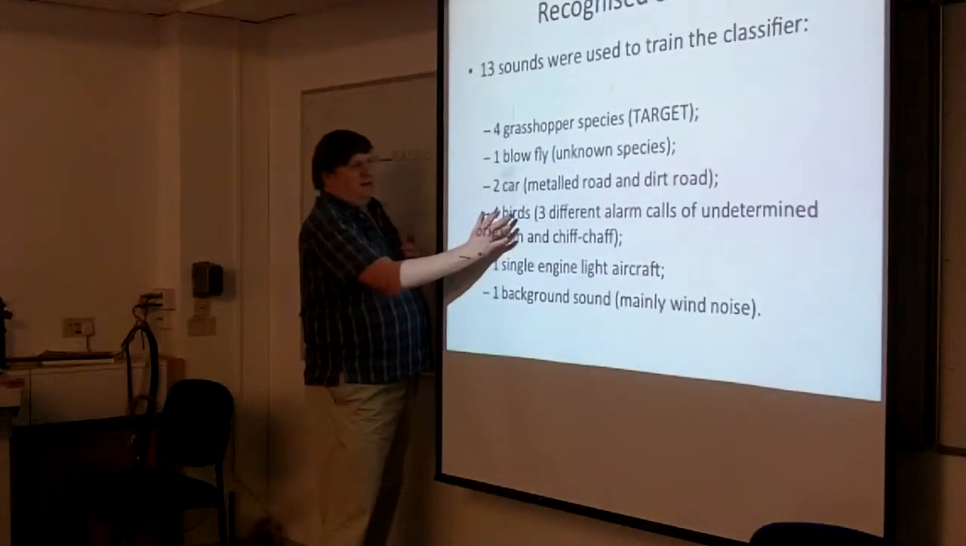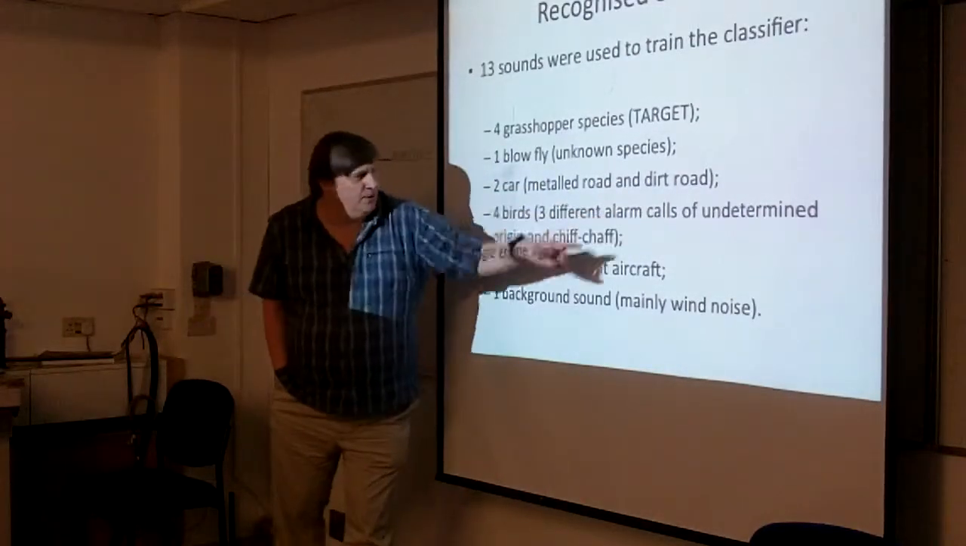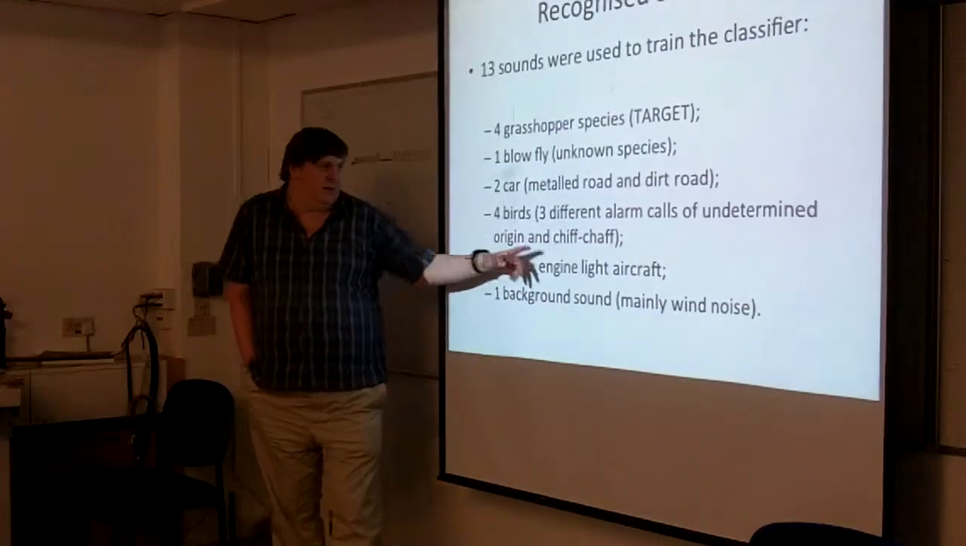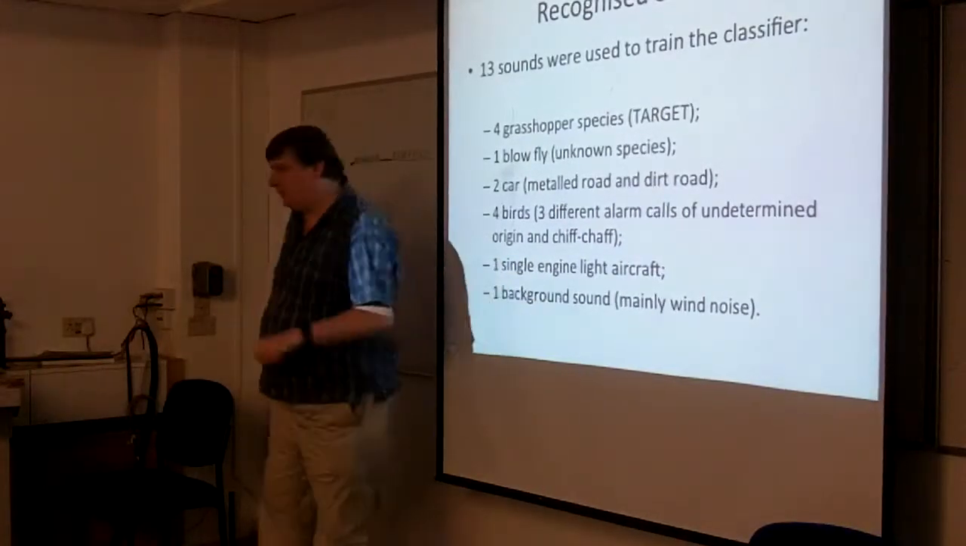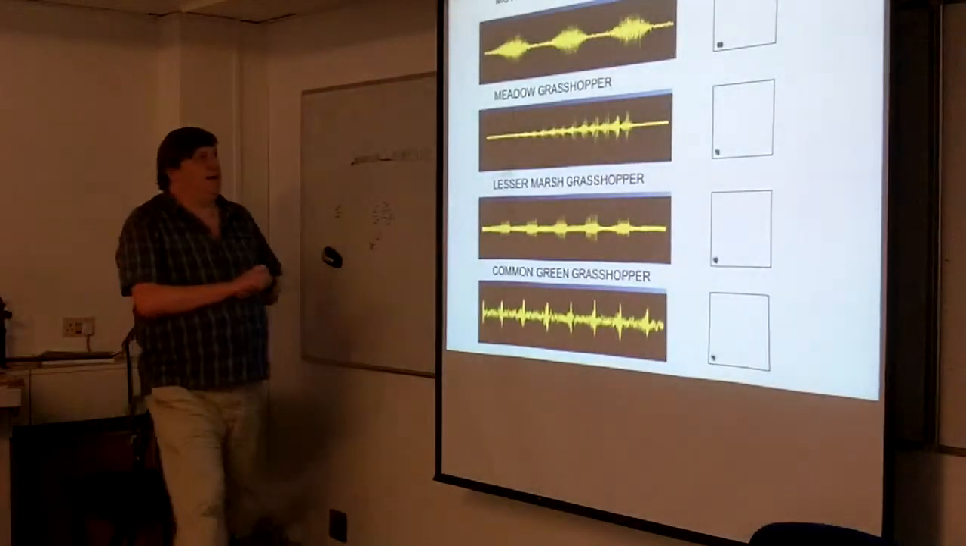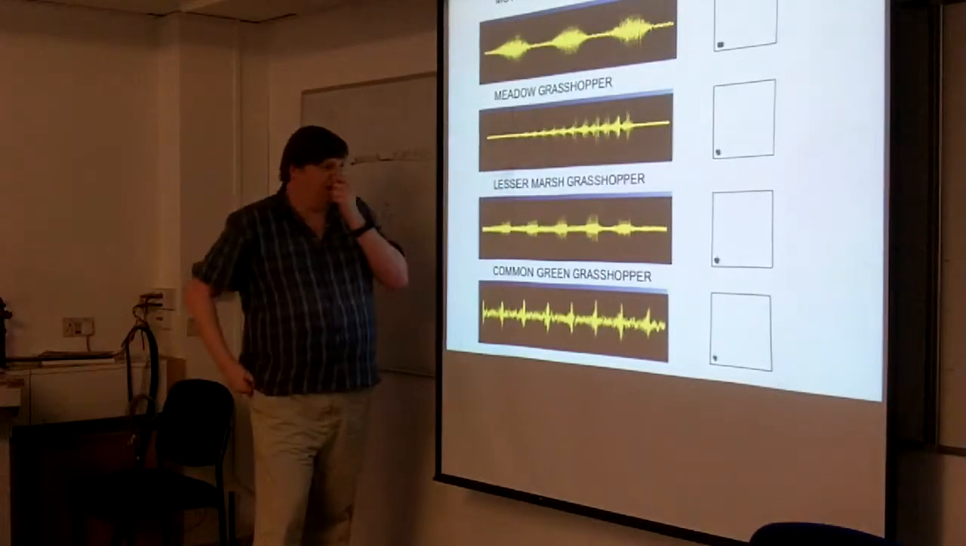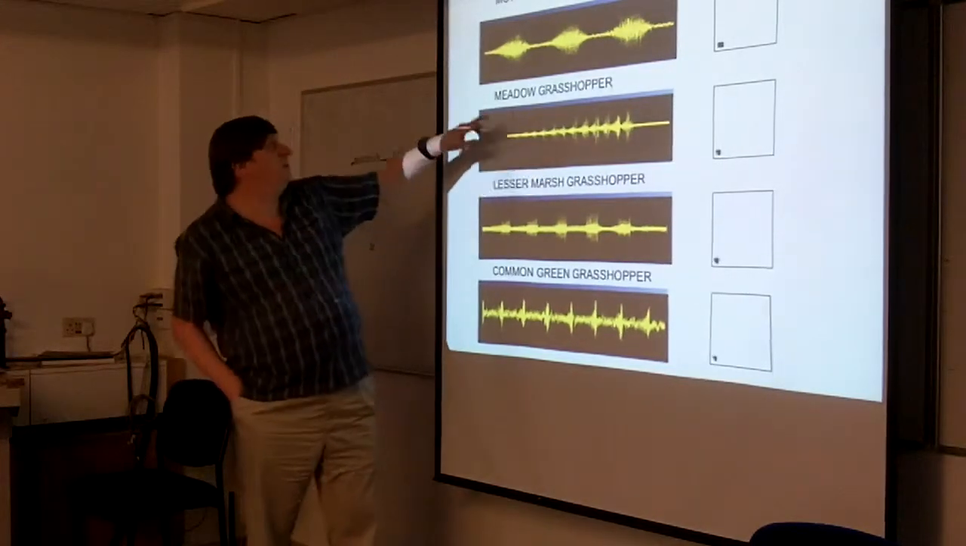2 cars, types of car, different road surfaces. 4 birds, that's alarm calls and a chiff-chaff. An aircraft, and then a background, which is wind. And just to give you an idea, I won't go into the background on time domain signal coding, not here. I can do it later for you if you're interested.